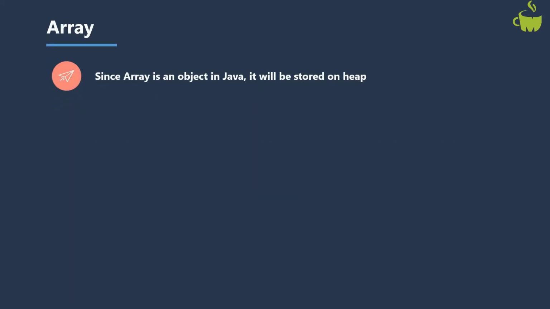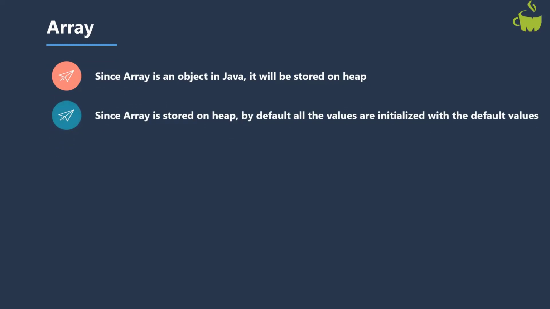So let us understand what the default values are. Since an array is an object in Java, we know that all objects are stored on the heap. So since the array is stored on the heap, all the values inside an array will by default be initialized by the JVM with the default values. As we know, the default values will be based on the type.